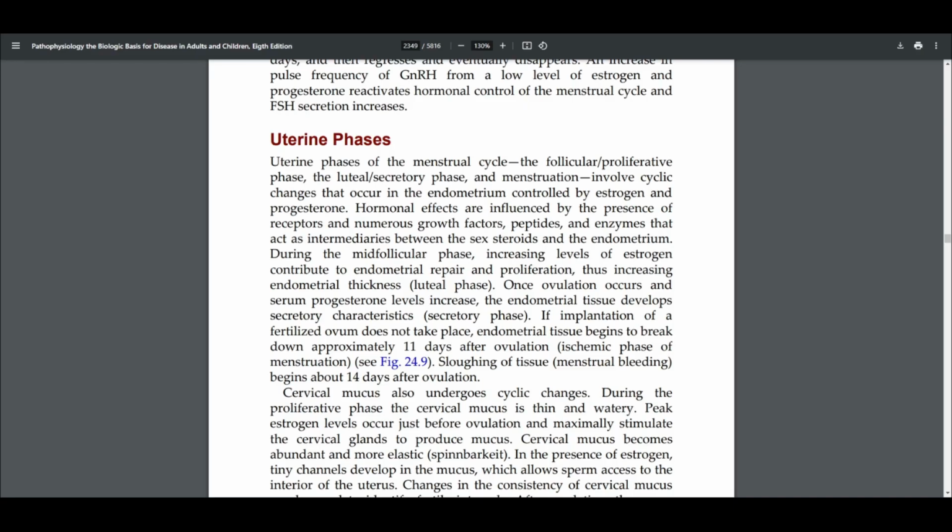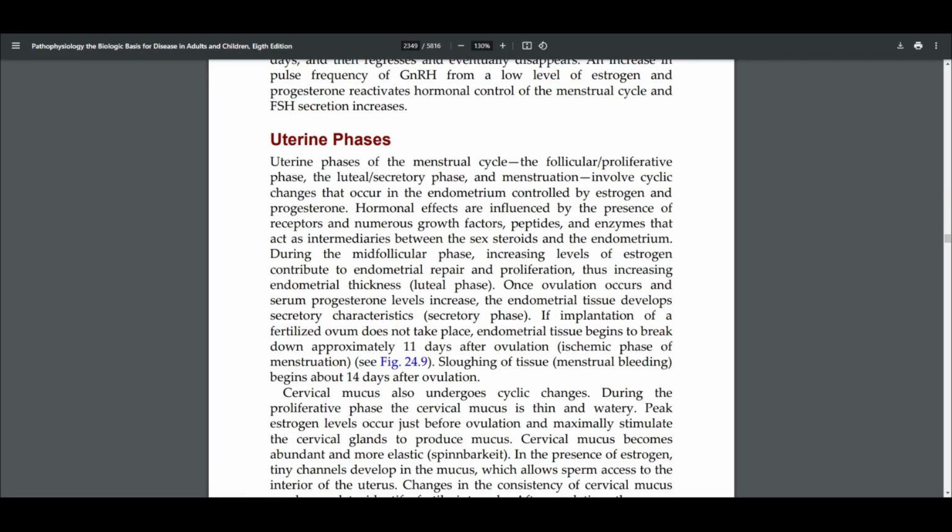The uterine phases of the menstrual cycle are the follicular proliferative phase, the luteal secretory phase, and menstruation. These involve cyclic changes that occur in the endometrium, controlled by estrogen and progesterone. Hormonal effects are influenced by the presence of receptors and numerous growth factors, peptides, and enzymes that act as intermediaries between the sex steroids and the endometrium.